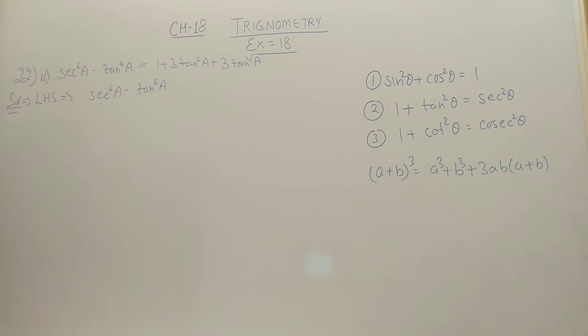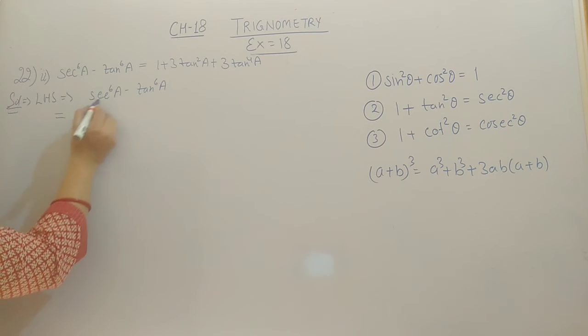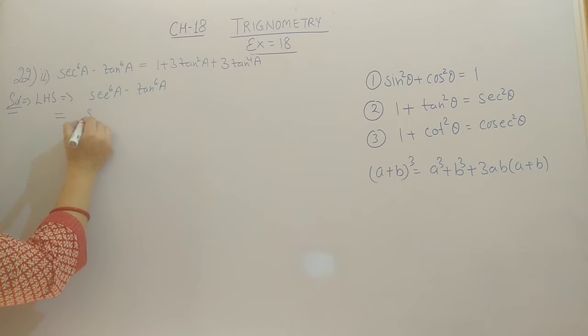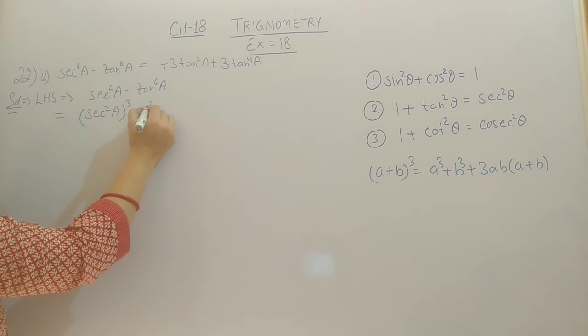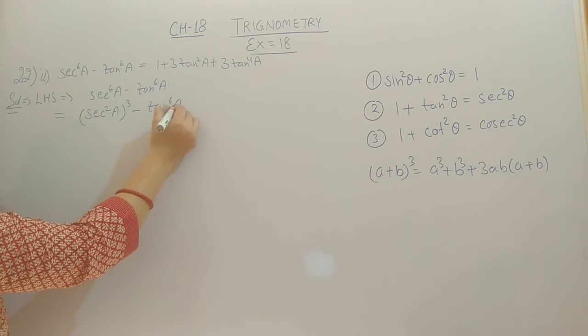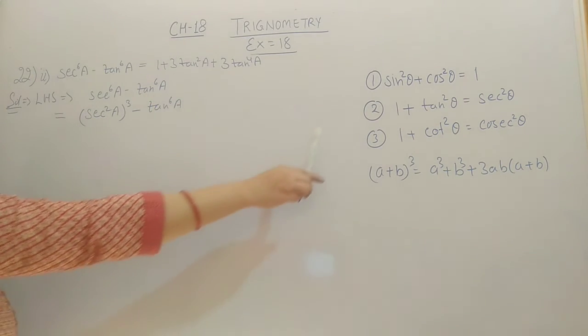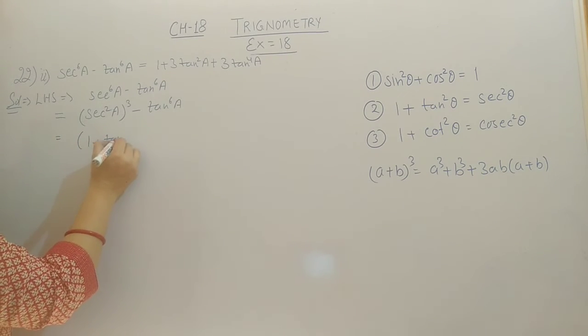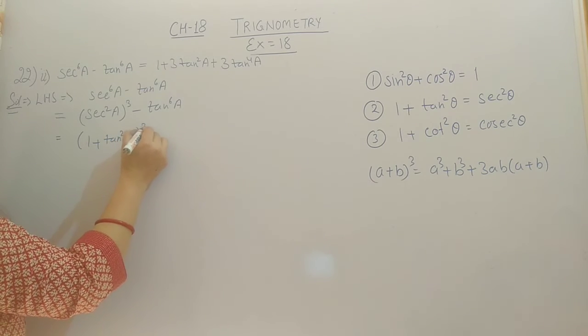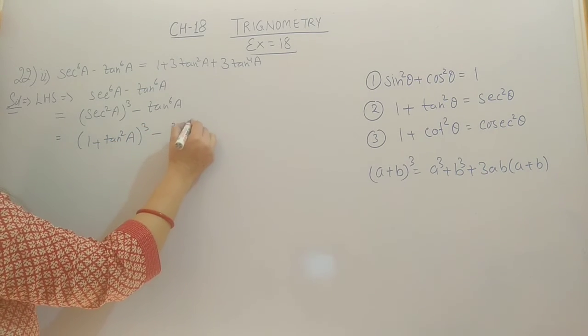Next, question 22, second part: sec to the power 6a minus tan to the power 6a is equal to 1 plus 3 tan square a plus 3 tan to the power 4a. We will do it like the last question. This sec to the power 6 we can write as sec square a whole to the power 3 minus tan to the power 6a. Now sec square a, from the second identity, we can write as 1 plus tan square a whole cube minus tan to the power 6a.